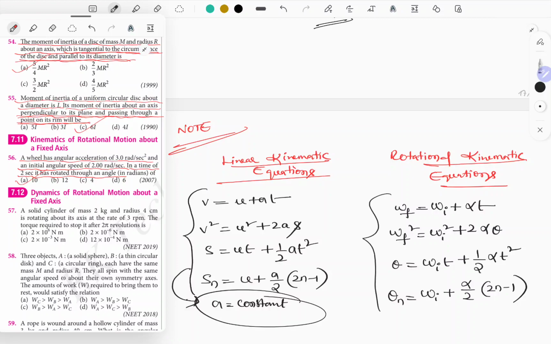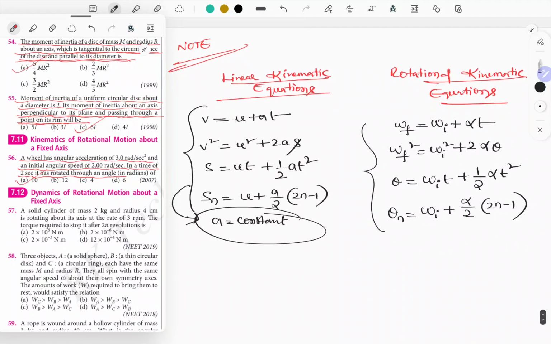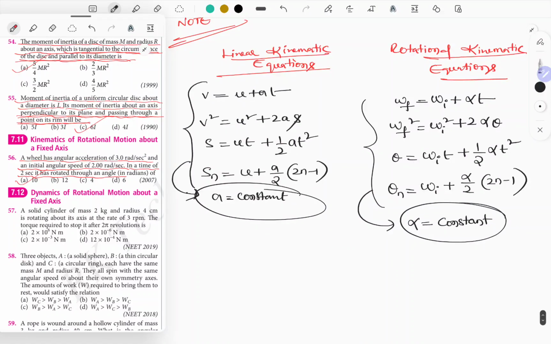And one more point we have to remember is that all these rotational kinematic equations are applicable only if the angular acceleration of the given system is constant. Otherwise, these equations are not applicable.